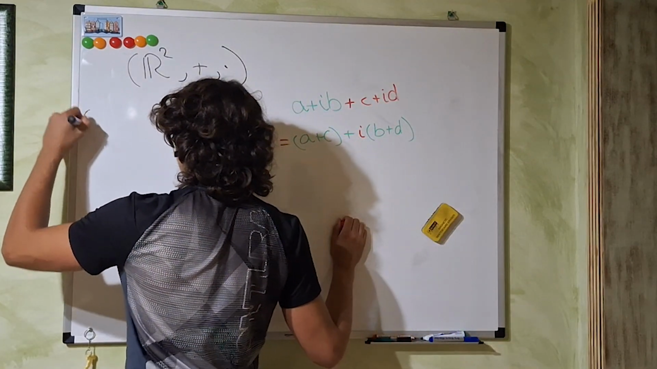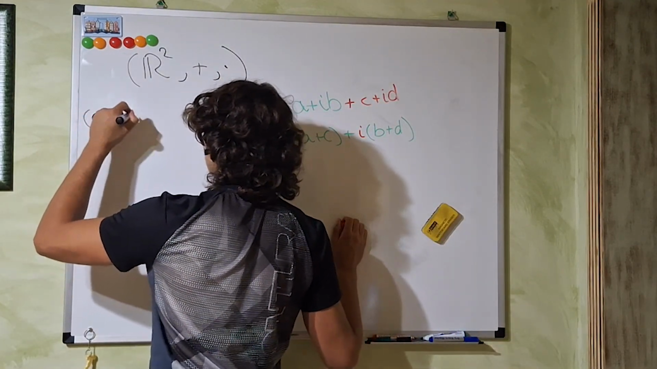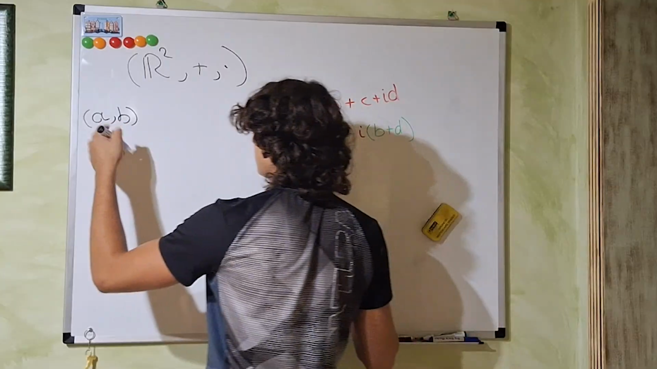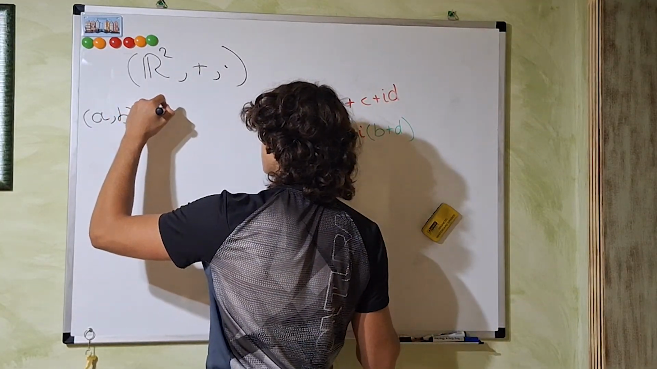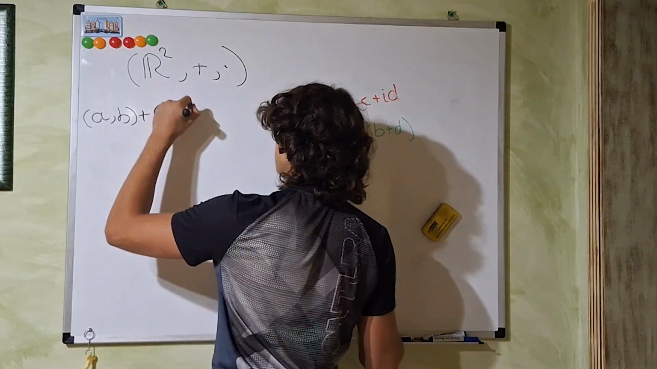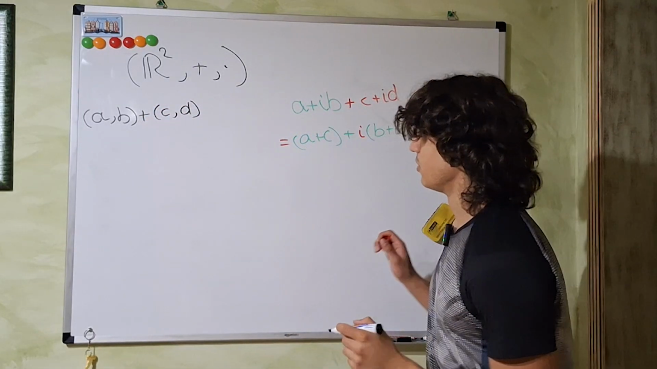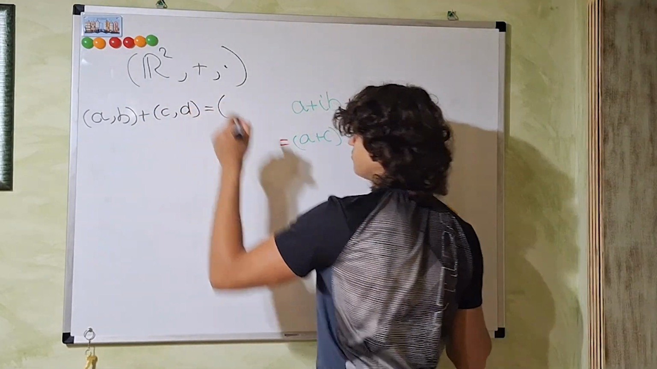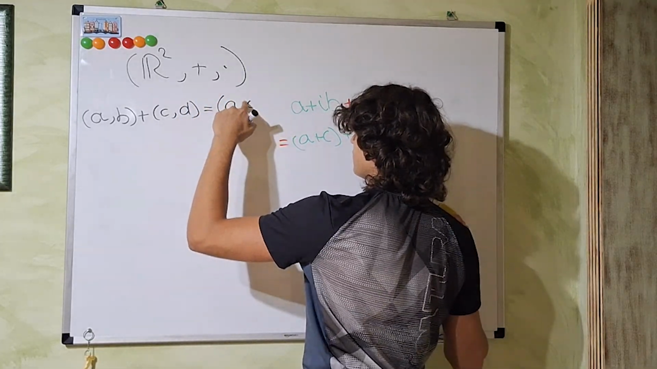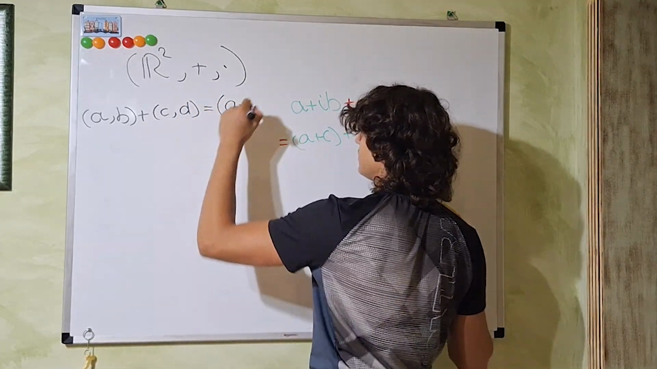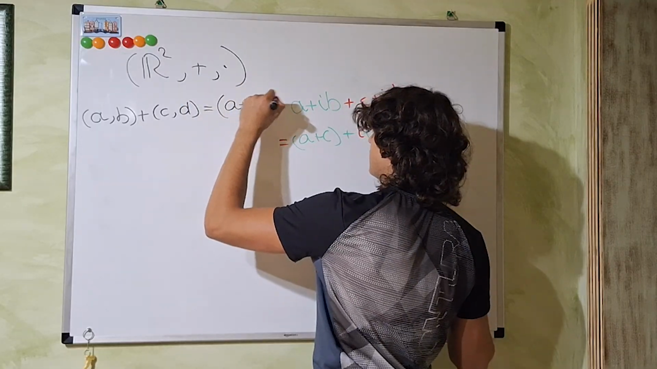So if we have two complex numbers, now I'm using row vectors, but it's the same thing, a, b plus c, d, we can add the components. So this is the rule for addition: a plus c and b plus d.